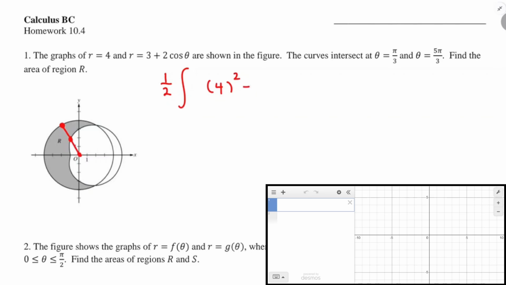And on the inside was the thing with kind of the lumpiness, which is going to be the more interesting equation, 3 plus 2 cosine theta. But this is a calculator question, so you could figure that out by just graphing one of them at a time. For instance, r equals 3 plus 2 cosine theta, and saying, okay, well, that's the one with the lumpiness to it. All right, and then we're going to be integrating that from pi over 3 to 5 pi over 3.